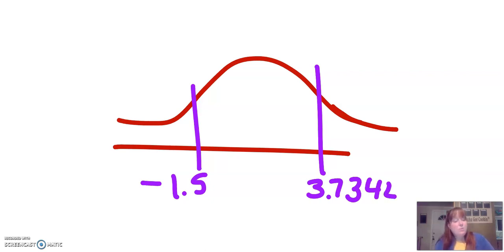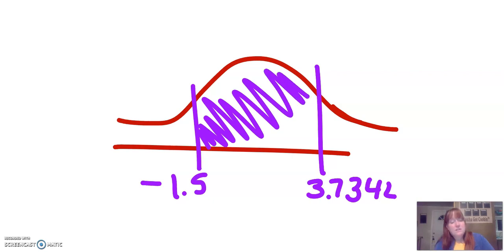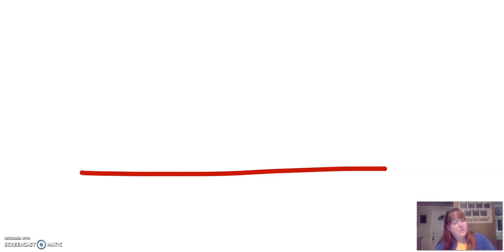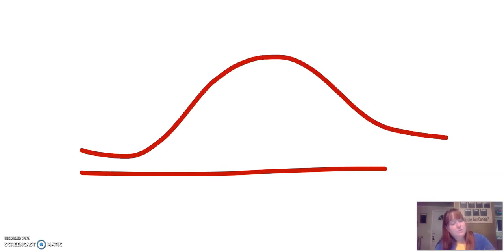We want to see what's the area under the curve for this, which basically means how many of my data values are in between negative 1.5 and 3 point whatever. Or in our case, we're looking at it in this way. We're saying, here's our normal curve. Oh, that's not a straight line. Okay, here's our normal curve.